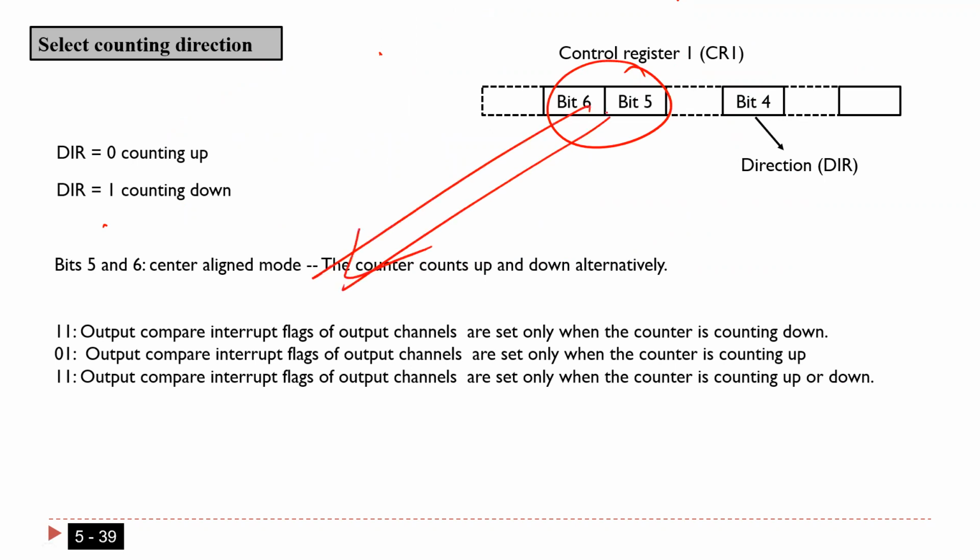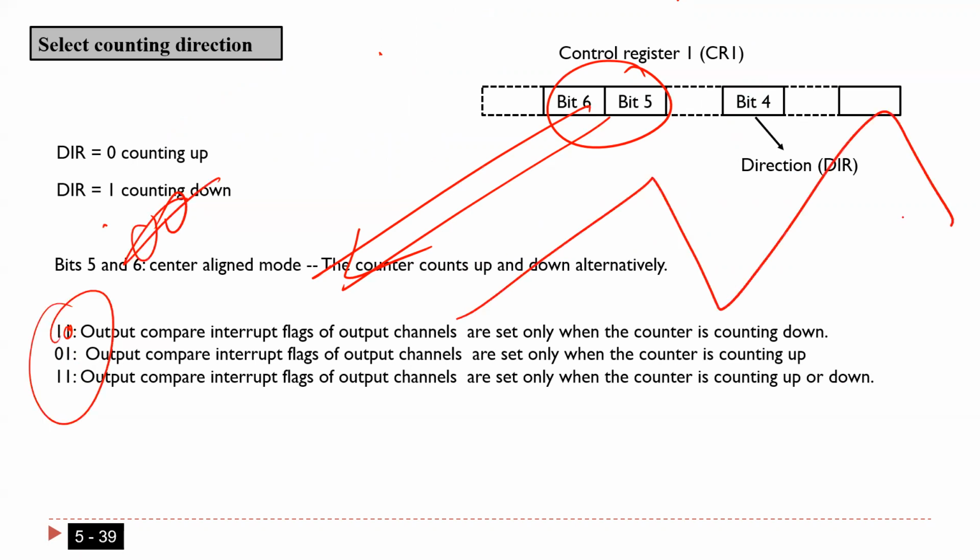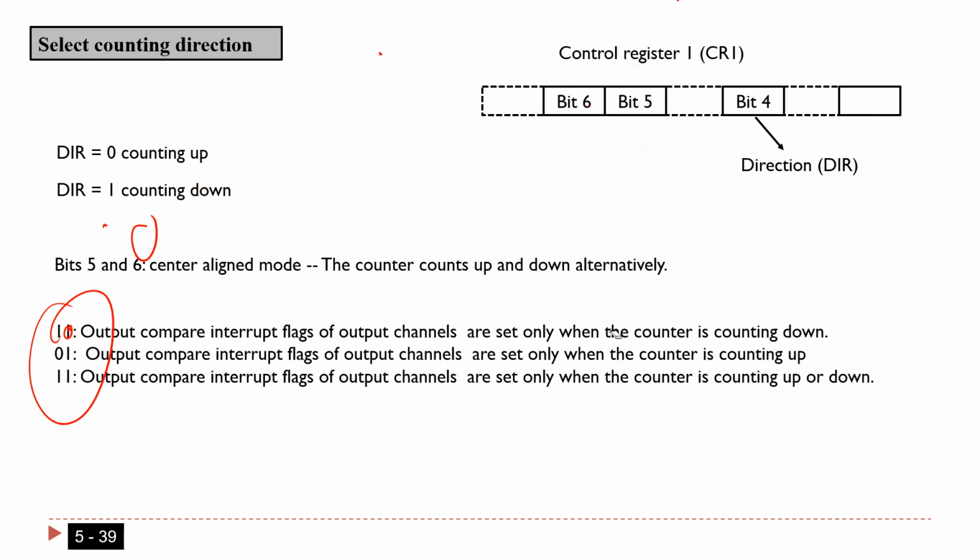For these 2 bits, we have 3 options. You can put 0 1, or 1 1, or 1 0. I'm sorry, I think there's a mistake. This is 1 0. Anyway, there is no big difference between them. Any value other than 0 0, you are going to be counting up and down this way. But there is a small difference. What's the small difference? You want to trigger interrupts here, or only here, or in both. This is the only difference between them. It may not be a big deal, but this is the only difference.